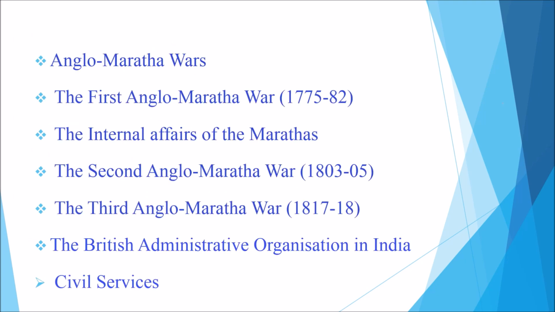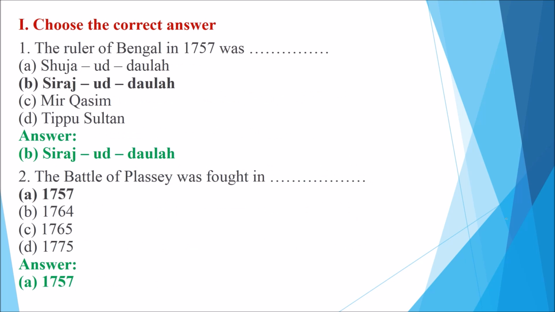Next, we have discussed about Anglo-Maratha Wars, the First Anglo-Maratha War. Then, we have seen the internal affairs of the Marathas. Next, the Second Anglo-Maratha War. Then, the Third Anglo-Maratha War. Then, the British administrative organization in India. Under this, we have seen civil services. Now, we are going to revise the book back questions with answers.